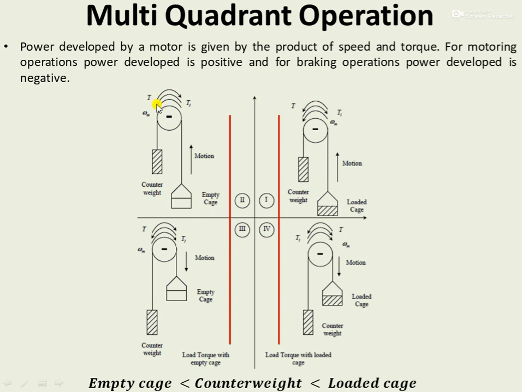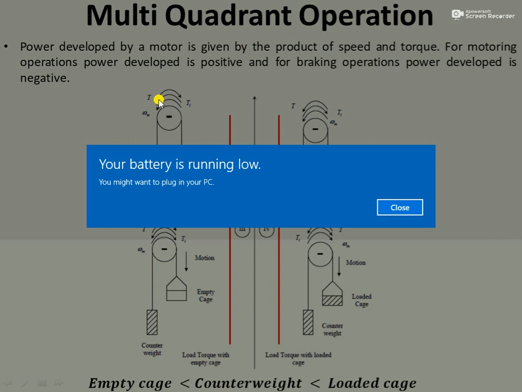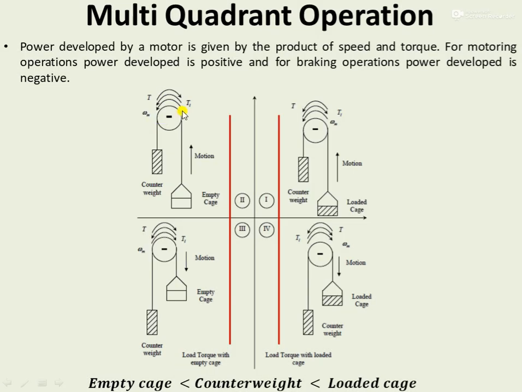Always the load torque has a nature to oppose the motor torque, so the load torque will be in the opposite direction, that is, in the anti-clockwise direction. In both first quadrant and second quadrant, the speed is of positive polarity, which indicates the upward motion of the cage. You can see very clearly that in both these quadrants the cages are moving in upward direction. In the first quadrant it is the loaded cage, whereas in the second quadrant it is the empty cage.